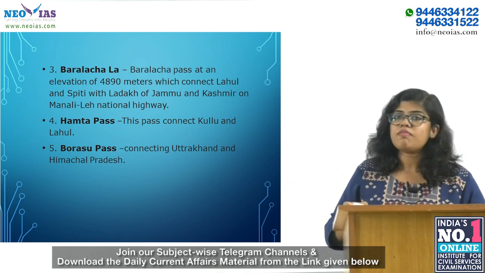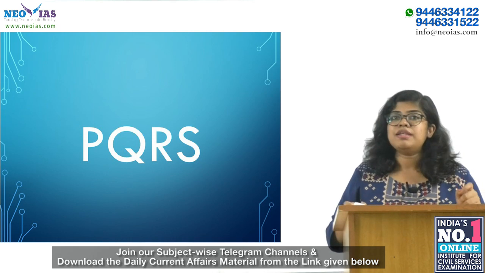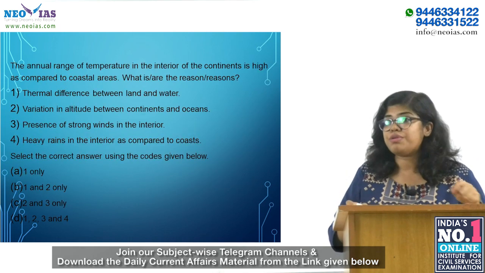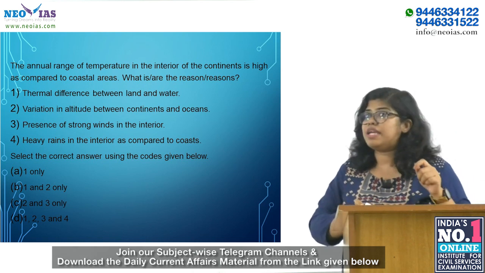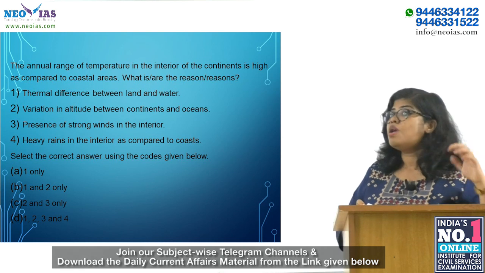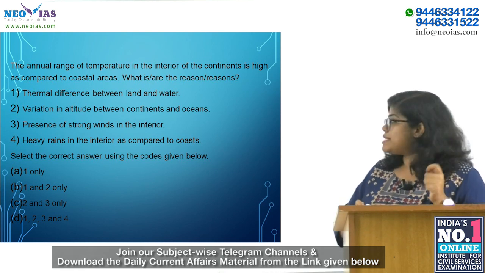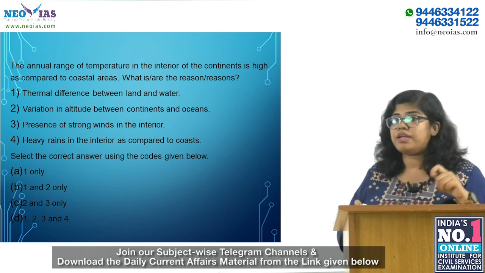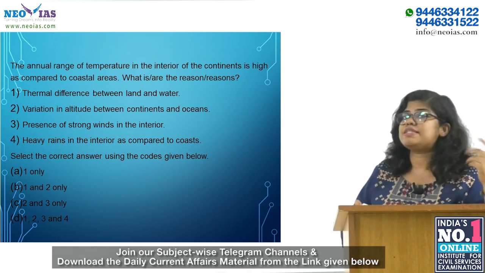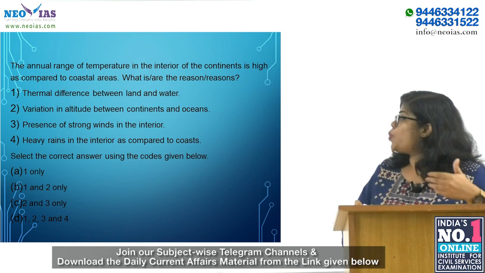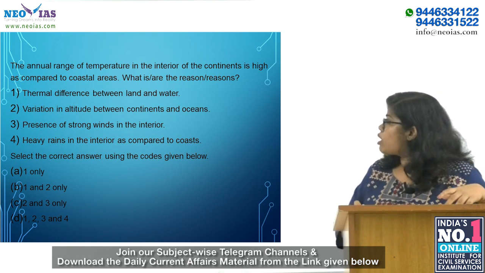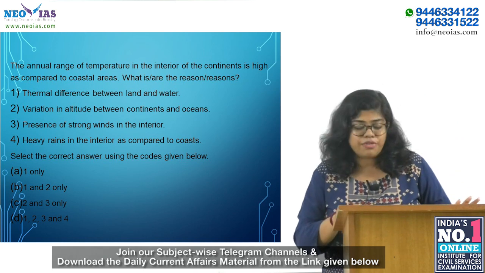Okay. Next is the previous year question. So I will read out the question. You have to give me the answer in the comment section. Okay. So the annual range of temperature in the interior of the continents is high as compared to the coastal region. What are the reasons for it? One is thermal difference between land and water, variation in the altitude between continents and the ocean, presence of strong wind in the interior, heavy rains in the interior as compared to the coast. So this is the question for today.